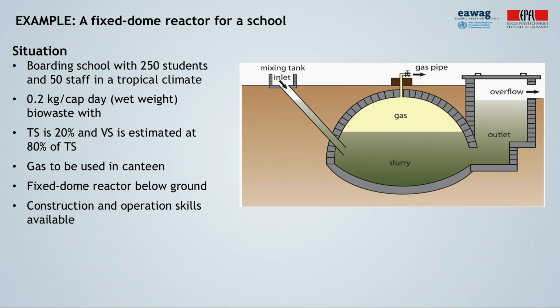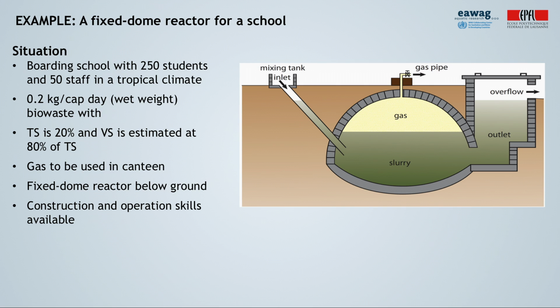A boarding school with 250 students and about 50 staff in a tropical climate. We have around 0.2 kilograms of wet waste, bio-waste, per capita and day. The TS is around 20%, and the volatile solids are estimated around 80% of the TS. The gas shall be used in the canteen of the boarding school.